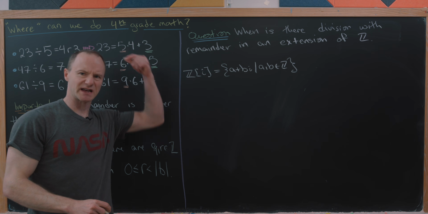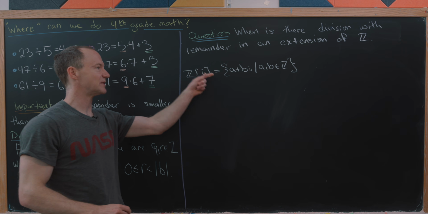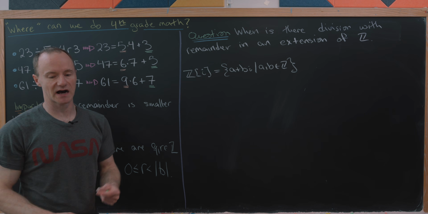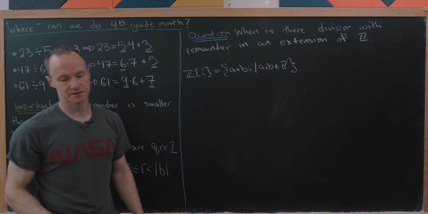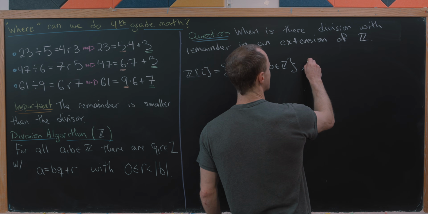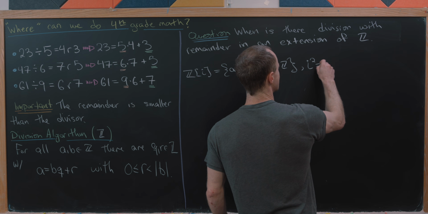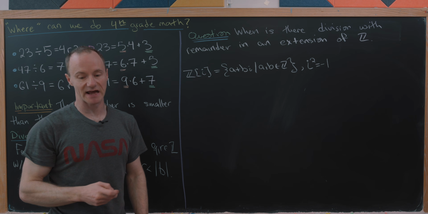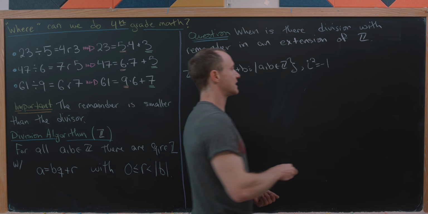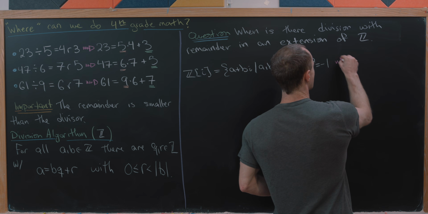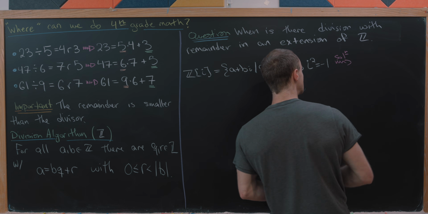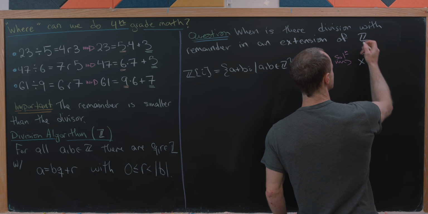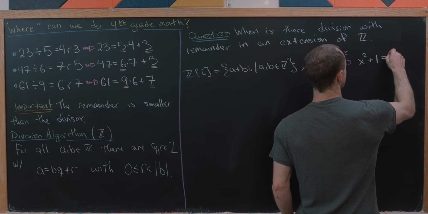So we would write this as Z adjoin i perhaps, and it's going to be everything of the form a plus bi, where a and b are integers. And now I'd like to just quickly observe here that i is the square root of -1. So that means we have i squared is -1 here. But let's observe that i is a solution to the equation x squared plus 1 is equal to 0.